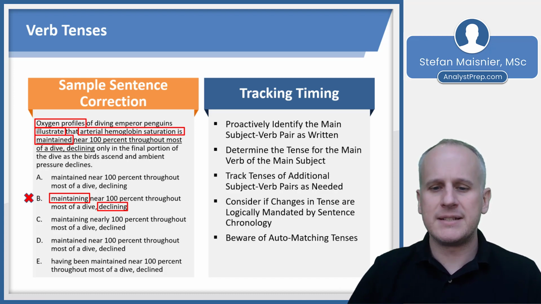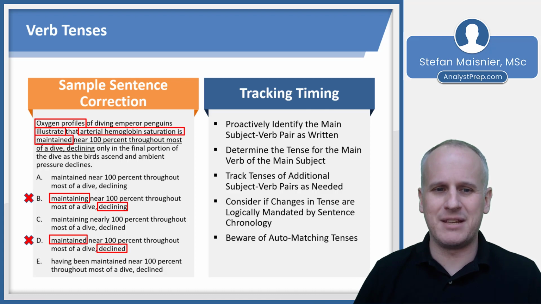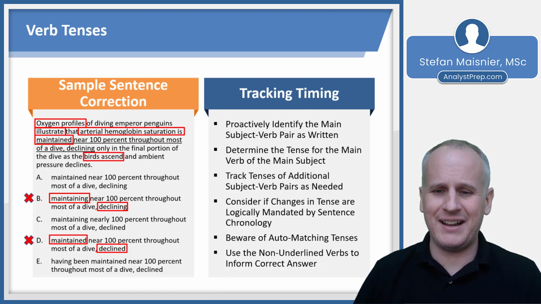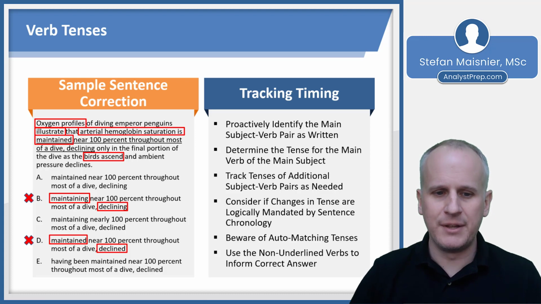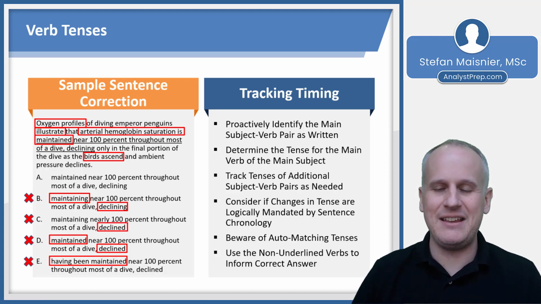Same thing is going to apply for choice D because we don't need to change that declining at the end to a declined. We don't want to say maintained declined because if we look at the non-underlined verbs, we find after that declining is the birds ascend. So we need to keep it in the present tense. So we are then going to be able to eliminate choices C and E for introducing incorrect past tenses of declined and having been maintained.